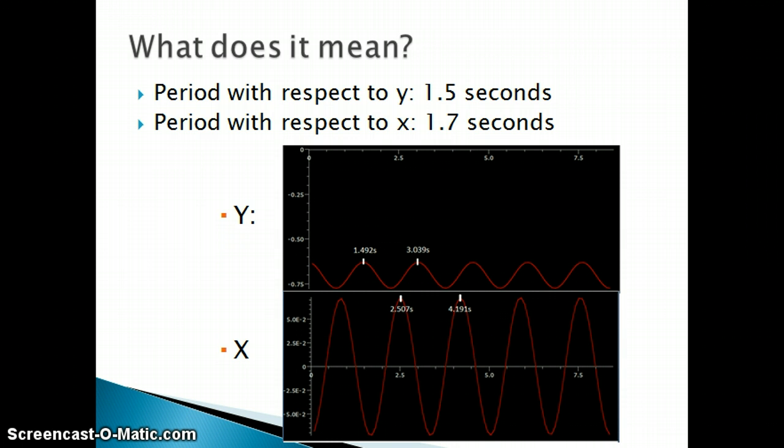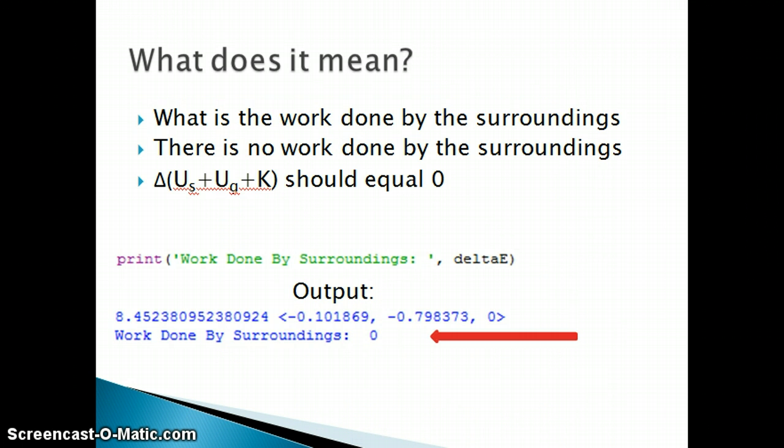For the second what if question, which is how much work is done by the system, no work is done by the surroundings because all of the objects that we are considering are inside of our system. So therefore delta E, the change in total energy, which is the gravitational potential, spring potential, and kinetic energy, should be 0. And as shown here, when we asked Python to print delta E, the change in energy, it came out to be 0.